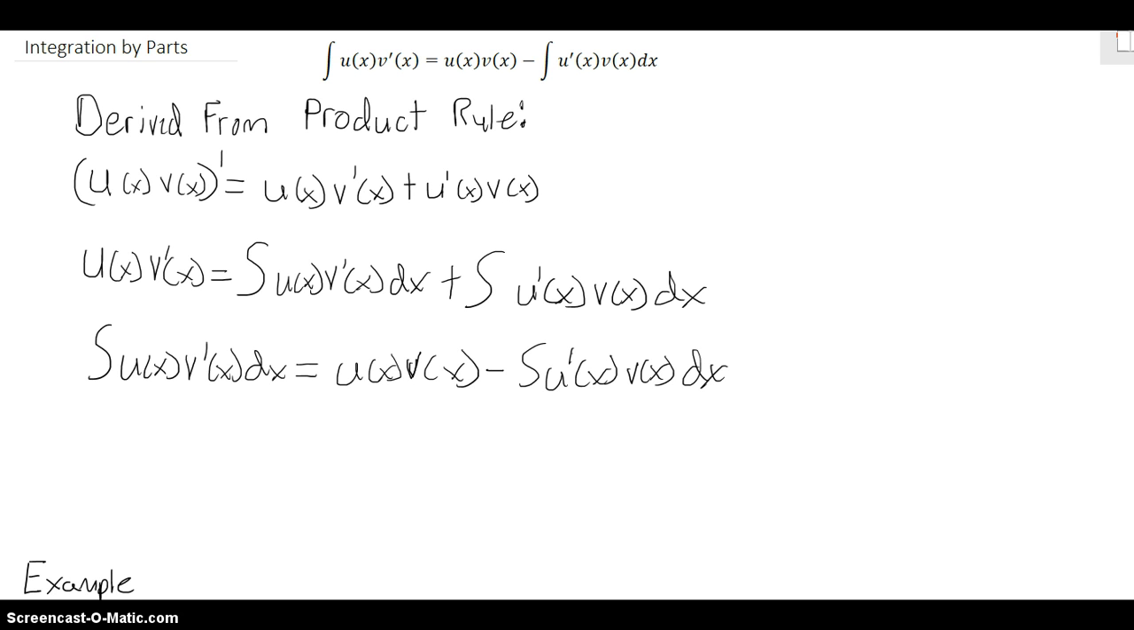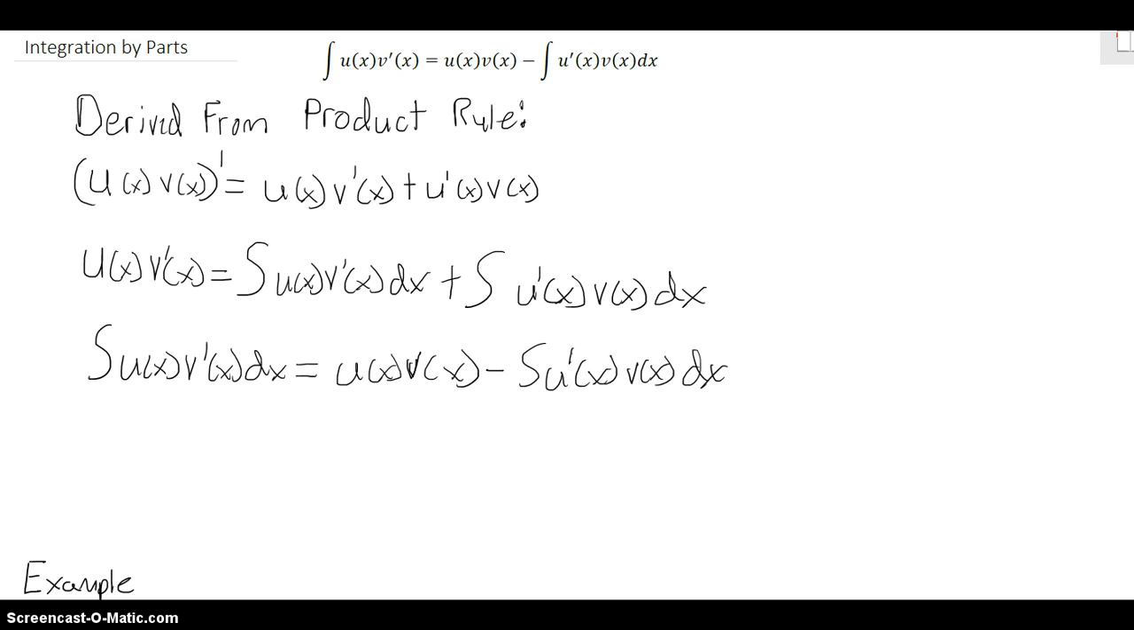The product rule states that the derivative of u of x times v of x equals u of x times the derivative of v of x plus the derivative of u of x times v of x. Now, from this formula, we can see that u of x, v of x is the antiderivative of the right-hand side. So we can get our second line, where u of x, derivative v of x, equals the integral of u of x, derivative v of x dx, plus the integral of derivative u of x, v of x dx.